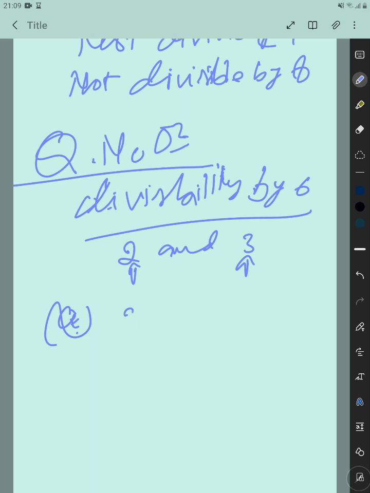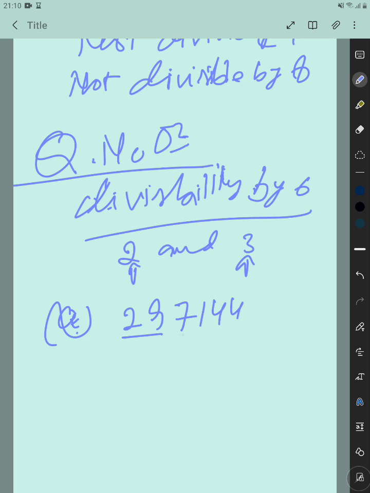This is 297144. Since it is an even number, it is divisible by 2. For divisibility by 3, we need to check that the sum of the digits is divisible by 3. Only then can it be divisible by 3. So we need to sum the digits, and then we can find out the divisibility by 3.